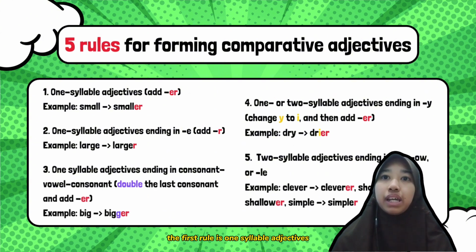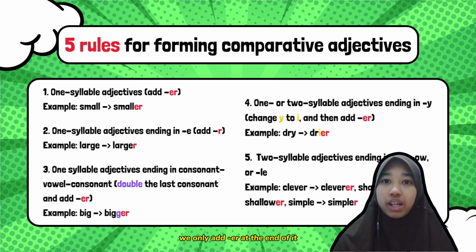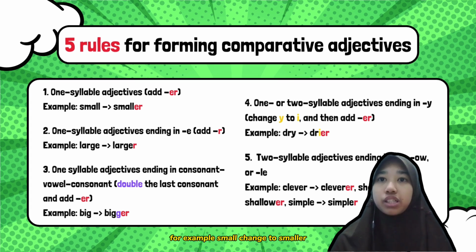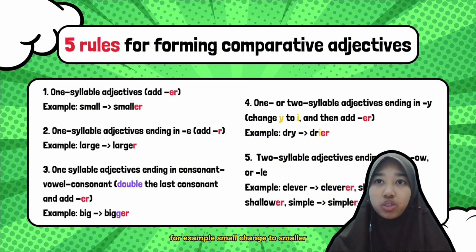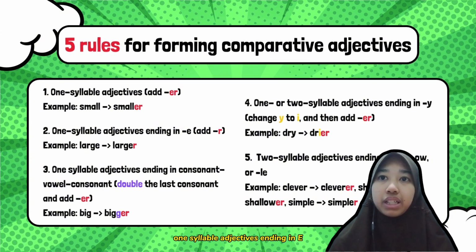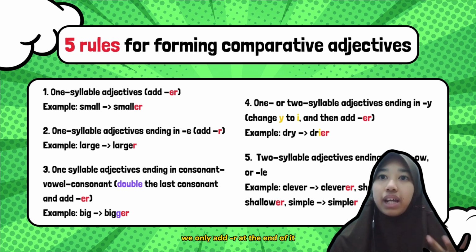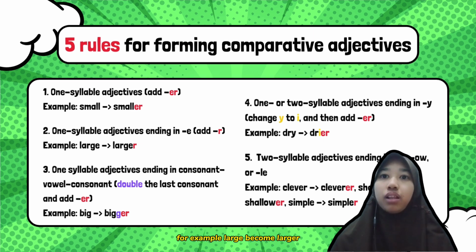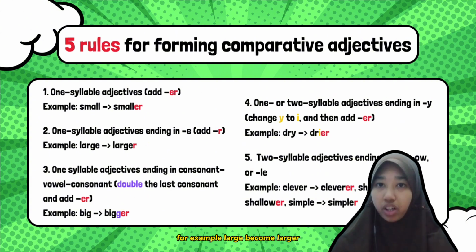The first rule is one-syllable adjectives. We only add er at the end of it. For example, small changes to smaller. And then the second rule, one-syllable adjectives ending in e. We only add r at the end of it. For example, large becomes larger.